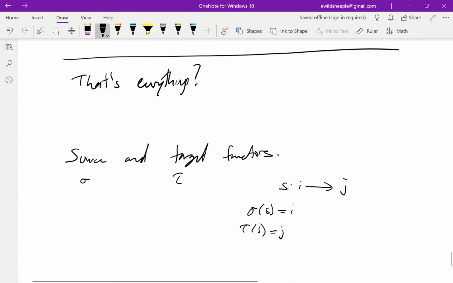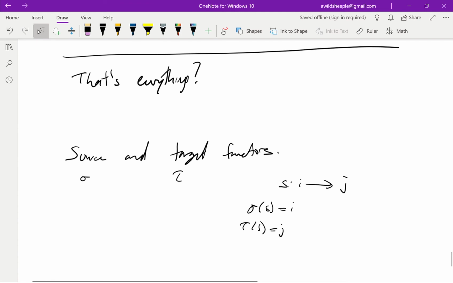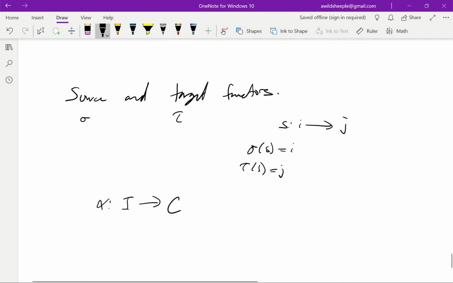And then I can also take, for any functor alpha from I to some category C, I can also construct some morphisms here, one of which takes alpha of I to alpha of J, and the other just the identity map.